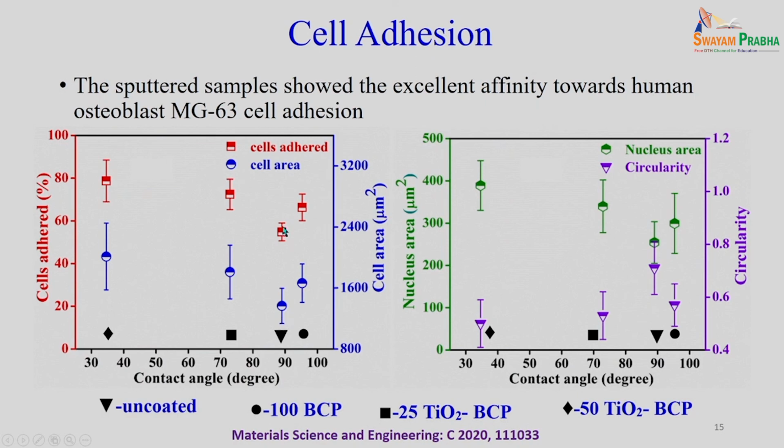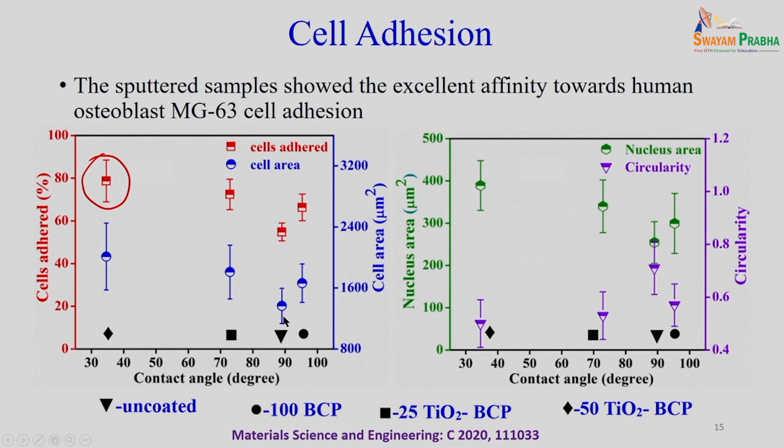the percentage of cells adhered. When you coated the BCP, cell adhesion increased further; with 25% TiO2, 75% BCP, it further increased. Again you got the highest in case of 50% TiO2 and 50% BCP. Similarly, we see the trend of cell area, average cell area, it is again increasing, then further increasing and further increasing.